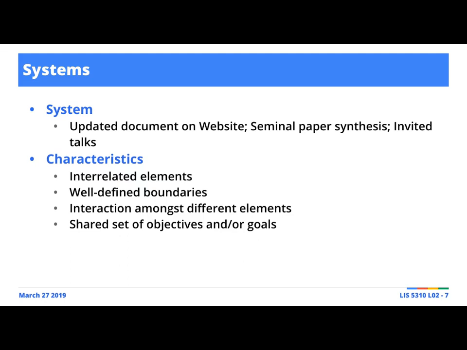And you notice that there are fundamental characteristics associated with the system, right? So there are specific elements that are interrelated with each other, kind of like a feedback loop. There are well-defined boundaries associated with these different elements, and these different elements will typically interact with each other.